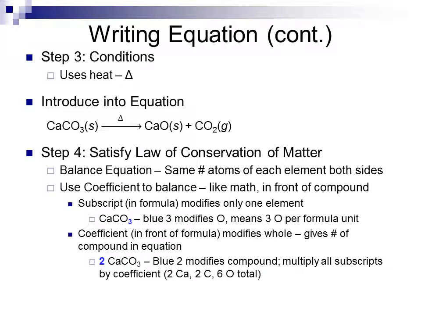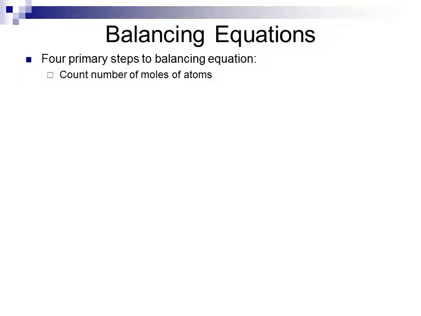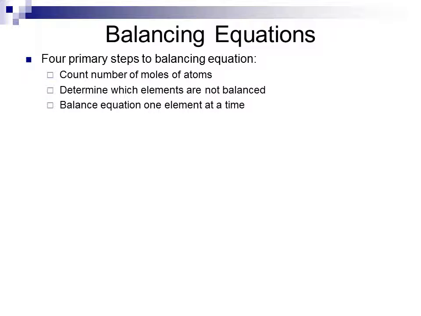If I write a 2 in front of the calcium carbonate, the blue 2 modifies the entire compound. So it's multiplied by the subscripts of all of the elements in the compound. So I would have 2 calciums, 2 carbons, and 6 oxygens total if I had a coefficient of 2. Now, in order to balance the chemical equations, there are several steps that we have to go through. The first step is to count the number of moles of each atom on both sides of the equation. The second is to determine which elements are not balanced. The third is to balance the equation one element at a time.